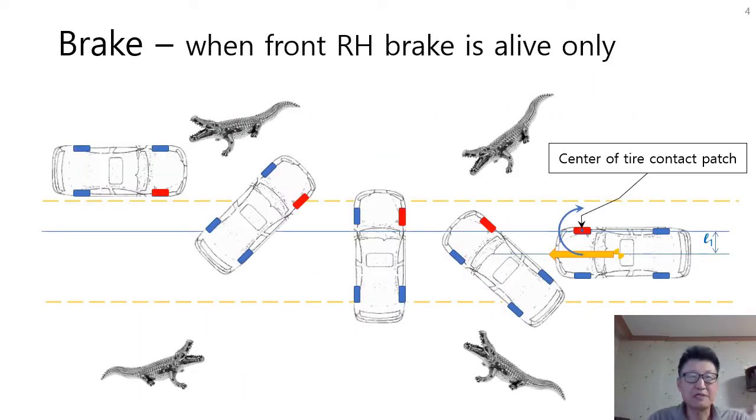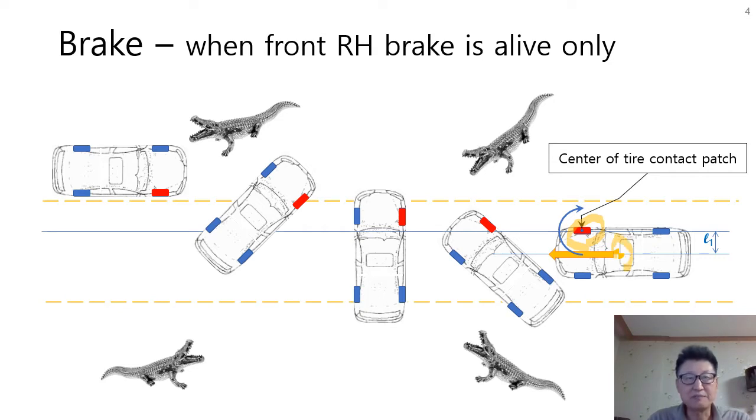Let's analyze our case one by one. Our first case is this. A front right brake with a red color is alive only. Then what will happen at the panic brake? As you see, we have a CG location here.